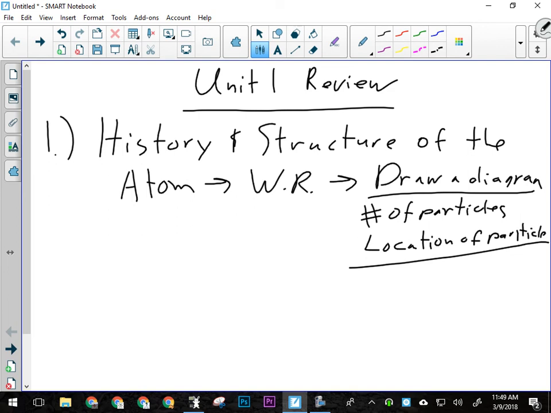Okay, the number of particles and the location of the particles has to be right. So when you draw a picture of whatever atom I ask, it's got to have the right number of protons, the right number of neutrons, the right number of electrons, and they've got to be in the right place. 5 marks. You get 1 mark for the right model, 1 mark for everything in the right place, 3 marks for the correct number of everything. Okay, so make sure, that's a gimme one, really. Everybody should get 5 out of 5 on that one.